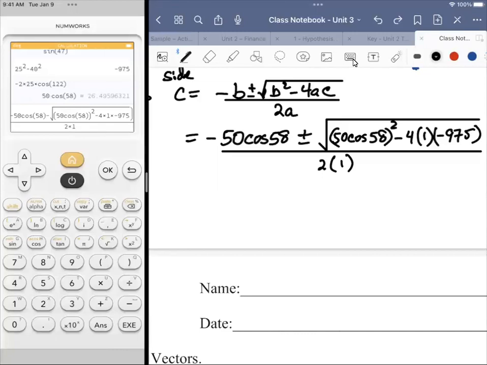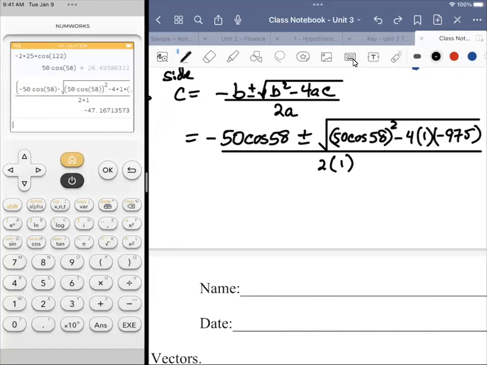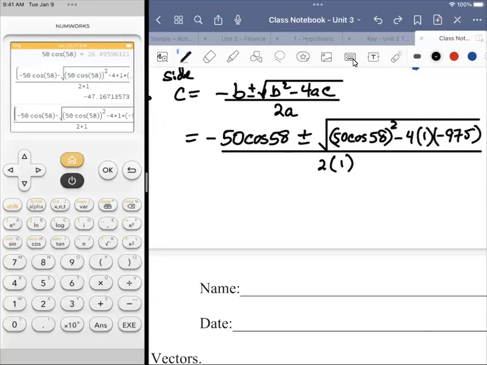All right, so the b value itself is positive, so I just made it negative because the quadratic formula calls for that. Negative 50 cosine 58. That's my negative b. Plus or minus, I'm starting with the minus. The square root of b squared, the b is 50 cosine 58 squared, minus 4 times a times c, so minus 4 times 1 times negative 975, all over 2a, so 2 times 1. So I hit OK. It gives me the bad answer. Go back in, change the minus to a plus. Again, it was plus or minus.